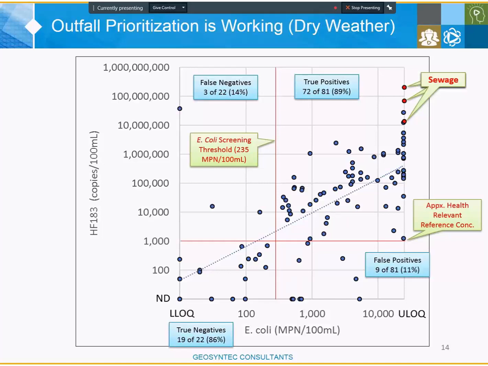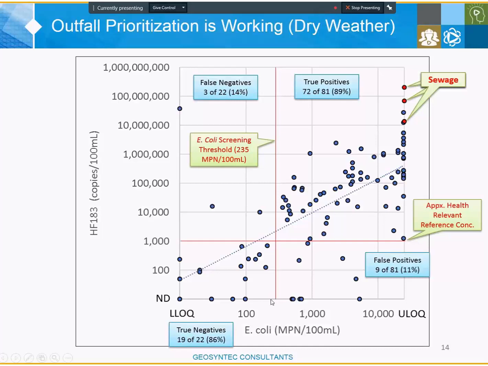When you categorize these into quadrants, we can call the associations false positives, true positives. So, for example, when E. coli exceeds the threshold they're using for outfall screening, but there's little to no HF183 presence, that's a false positive. Where there is significant human waste marker present and E. coli exceeds your screening threshold, that's a true positive. You then prioritize the right outfalls and enact network investigation. Now, on the other hand, there's true and false negatives.